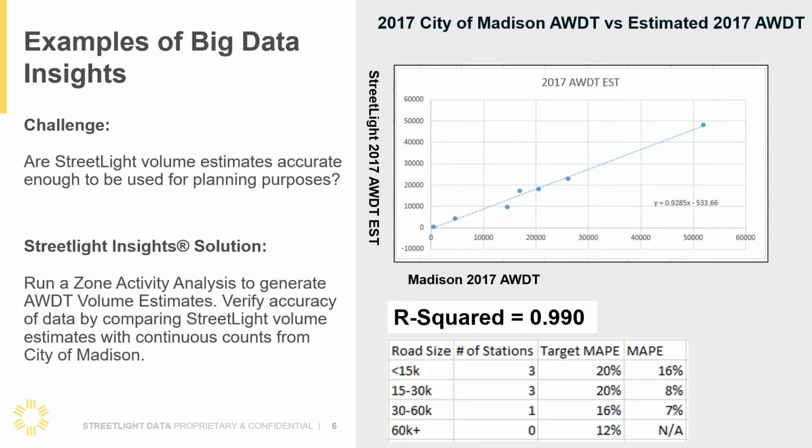We did the same kind of analysis with data from the City of Madison. So we took City of Madison average weekday traffic volumes from 2017 and compared them to StreetLight volumes from the same year. You got an even better R-squared value, 0.990. So that really exceeded our expectations. And again, the mean absolute percentage error numbers that you can see also fall within the ranges. Next.